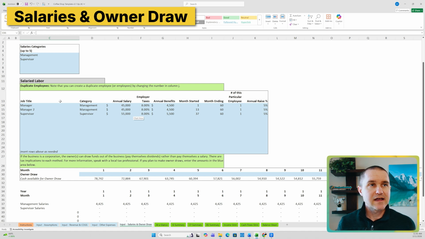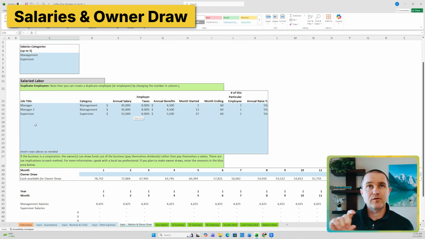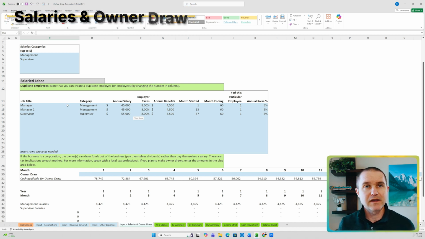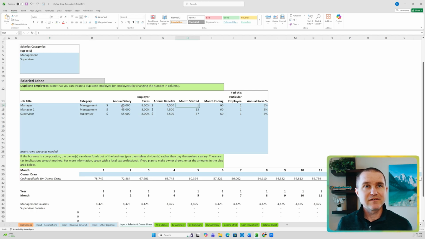And then we can enter in our salaried positions. So we already had the direct labor for baristas, but if we want to say, okay, we're going to have a manager and they're going to start in month 1 making $45,000, and then they're going to work from month 1 to month 60, so the whole 5-year model. But we're going to get a second manager as we start to grow. We're going to get a second manager in year 2, starting in month 13, and then maybe in month 37, we're going to get a store supervisor, general manager type of position that maybe takes the place of what you do as the owner. So you can set those salaries in there.